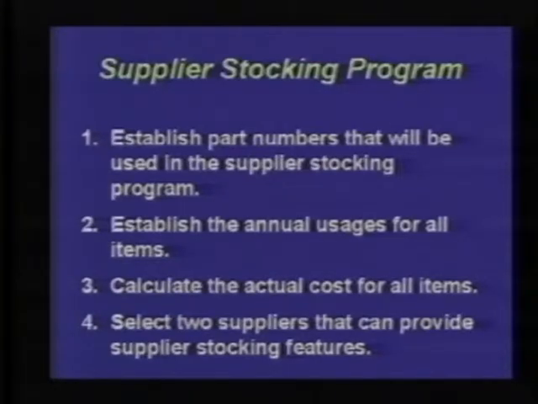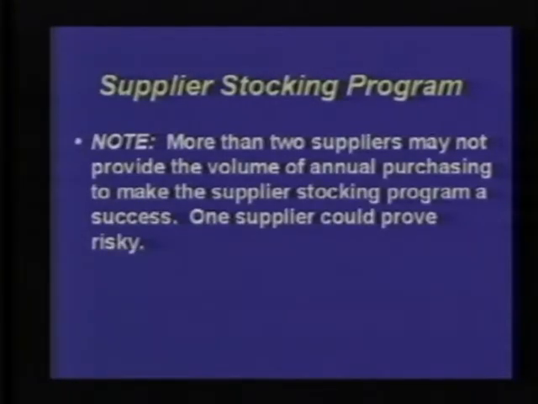Step 3 is calculate the actual cost for all items, and then you may want to select 2 suppliers for key items where the quantity may be large. And there is a note which indicates that more than 2 suppliers may not provide the volume of annual purchases to make the supplier stocking program a success. On the other hand, if the volume isn't there, there is also a final sentence to the note that 1 supplier could prove risky. So again, what is the criticality of the item, what's the volume, and what's the delivery history of the supplier.